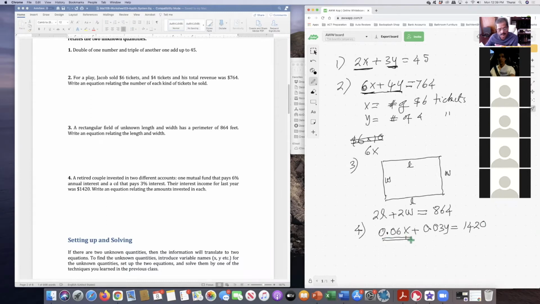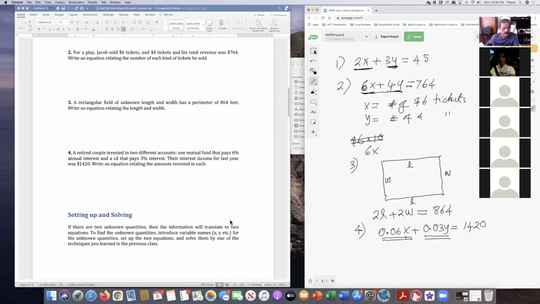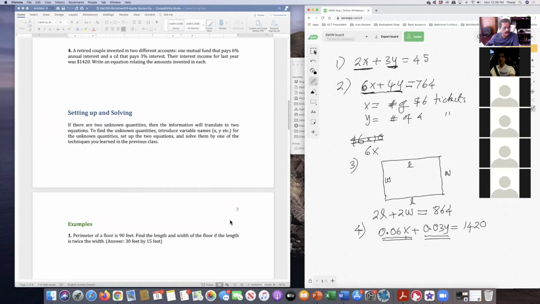The 6% interest rate means it'll pay you 6% per year. So if you multiply x by 0.06, that's the interest income for a year. Similarly, the interest income from the other investment is 3% of y. If I add them up, it has to be 1420. That's our equation. So that's very good. Many of you were able to answer it. Let's go on to setting up and solving equations.